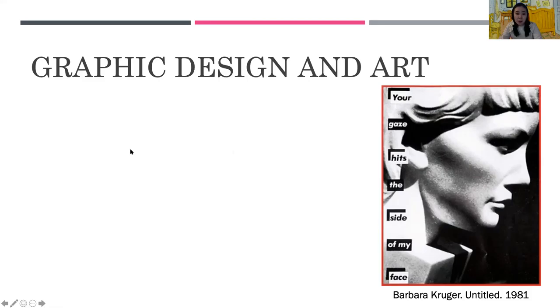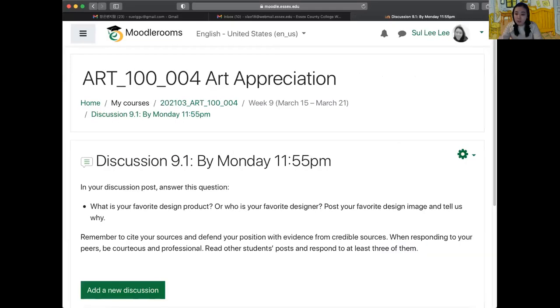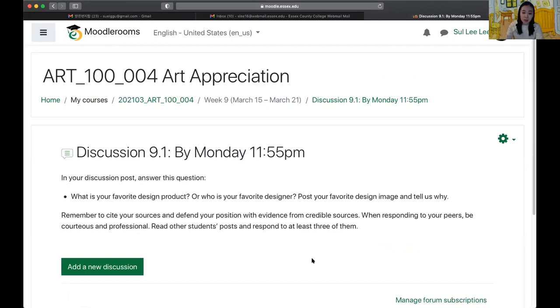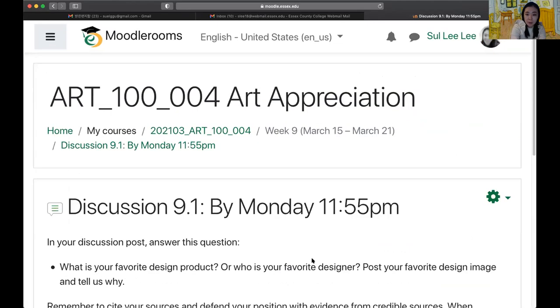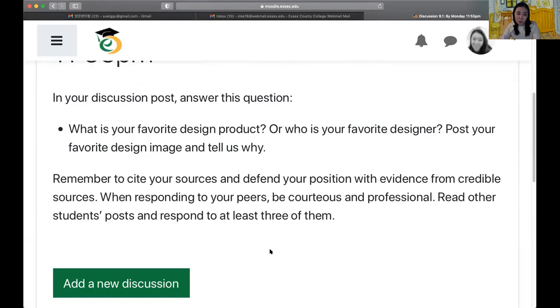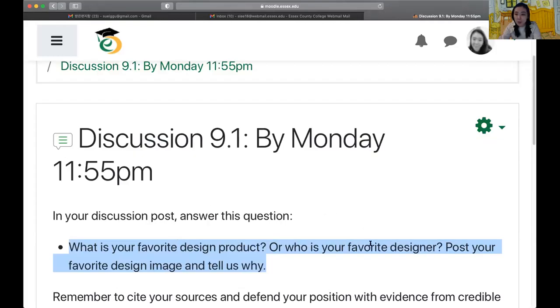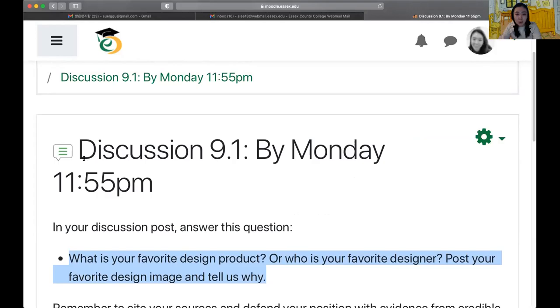And we have a discussion related to this chapter. We're going to finish the meeting a little bit earlier than usual because this chapter is very short, but the discussion topic is going to be fun. So this is the topic: What is your favorite design product? Or who is your favorite designer? Post your favorite design image and tell us why. So this is today's topic. To post your discussion, please go to discussion 9.1 in week 9.